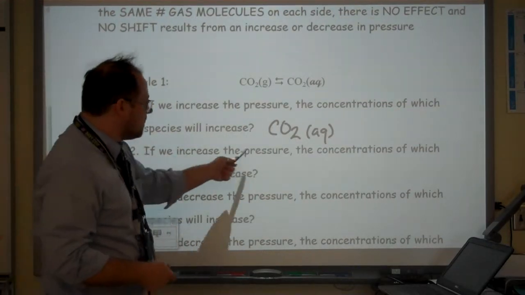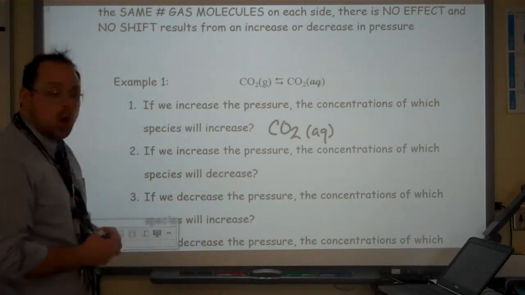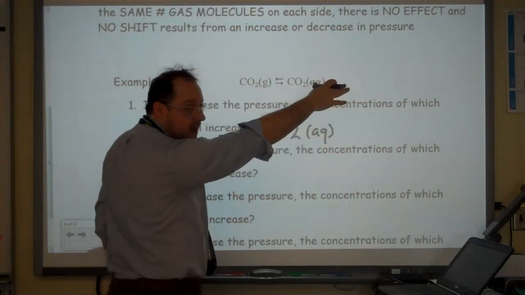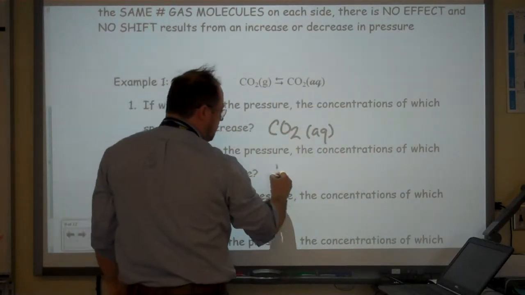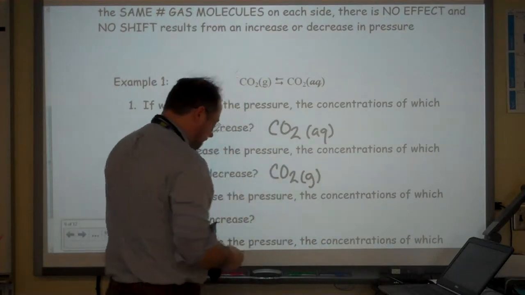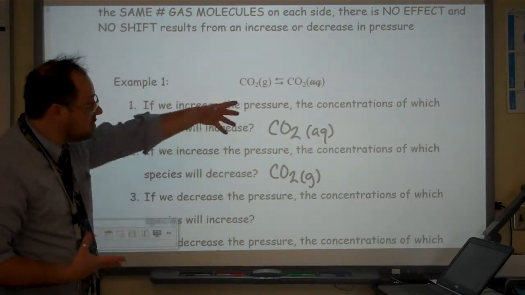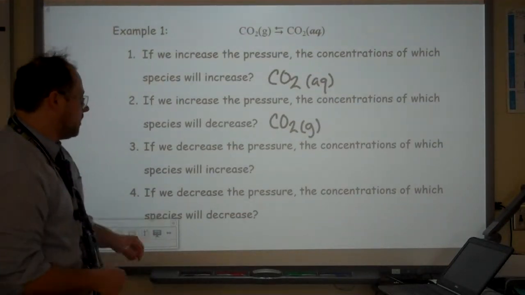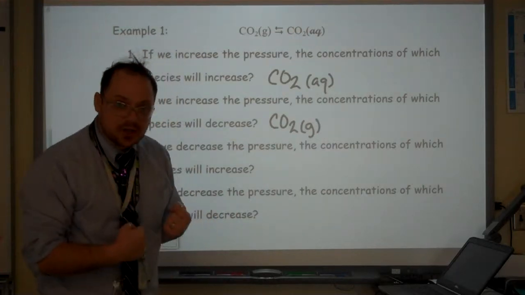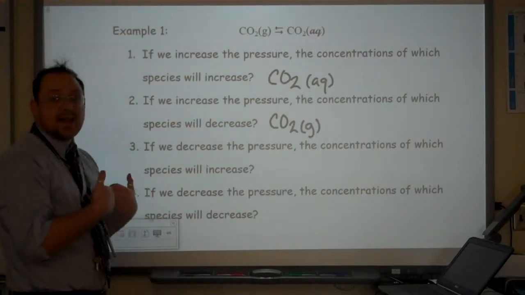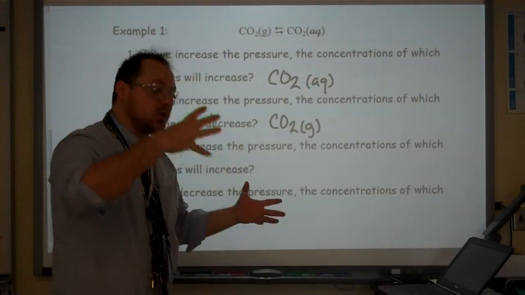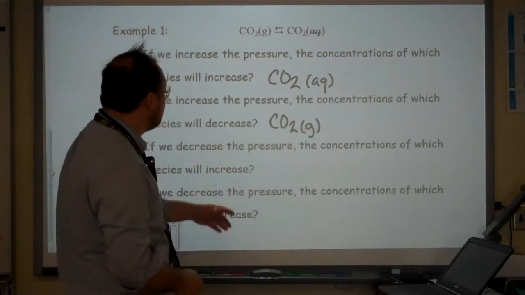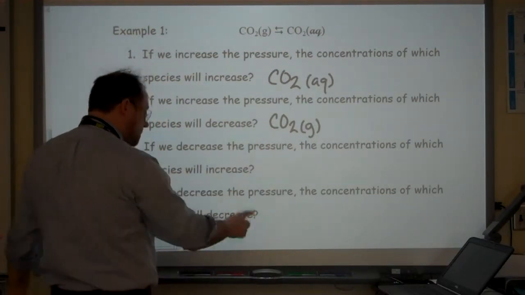If we increase the pressure, the concentrations of which species will decrease? Well, by squeezing the gas more, it reacts and pushes the reaction to the right more, so the concentration of CO2 gas will drop, because we've squeezed more gas into the water in this case. If we decrease the pressure, the concentration of which species will increase? So we're taking away pressure, which means that we're going to shift towards the side that favors having more of a gas. If you reduce the pressure on a gas, it becomes more ideal, and the gas likes to play that ideal behavior. So if we decrease the pressure, concentrations of what species will increase?